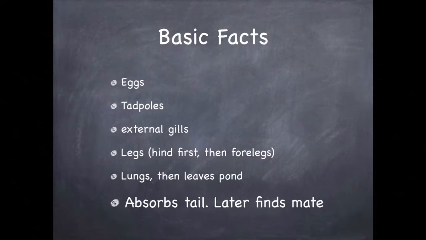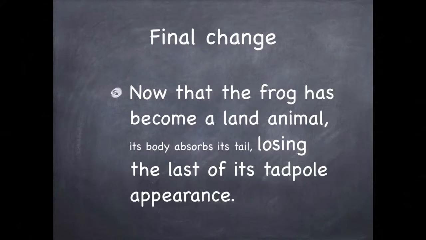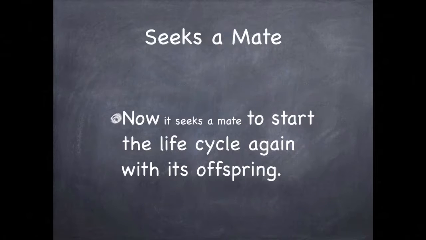For the last time, we check our notes. Now we note the final stages in the frog's life cycle. Having shifted to life as a land animal, the frog goes through some final physiological changes and starts the process of reproduction. This will start the life cycle for the eggs that are laid in the water and the life cycle of a new generation.